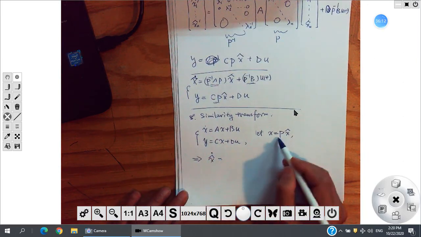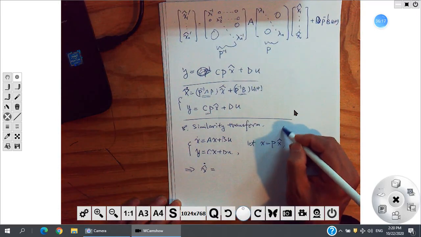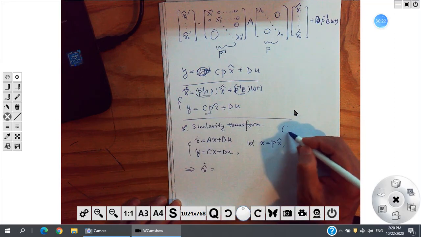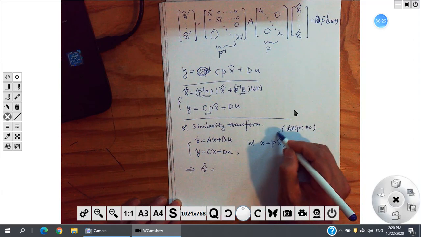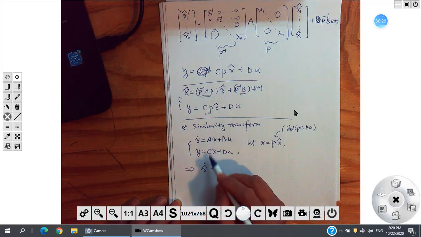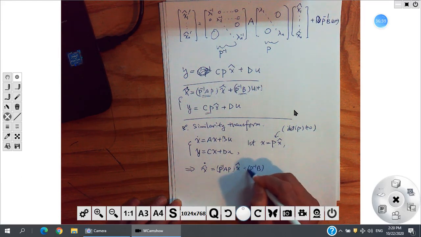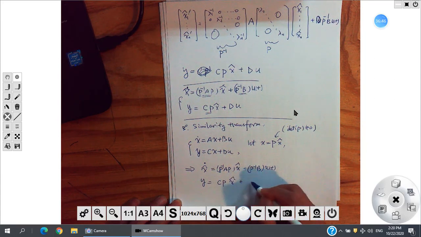We can choose a P. P might not look like this. We only need the inverse of P to exist, so the determinant of P cannot be 0. We only need this condition. Then the new equation will be x hat dot equals P inverse AP times x hat plus P inverse B times u of t, and y equals CP times x hat plus Du.